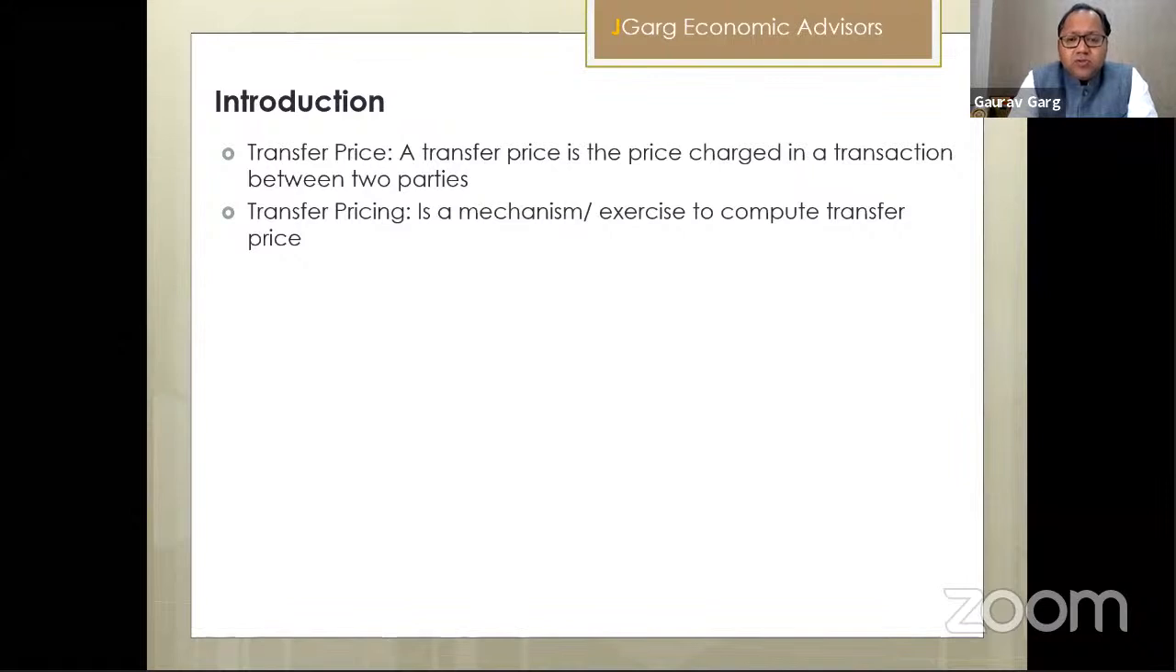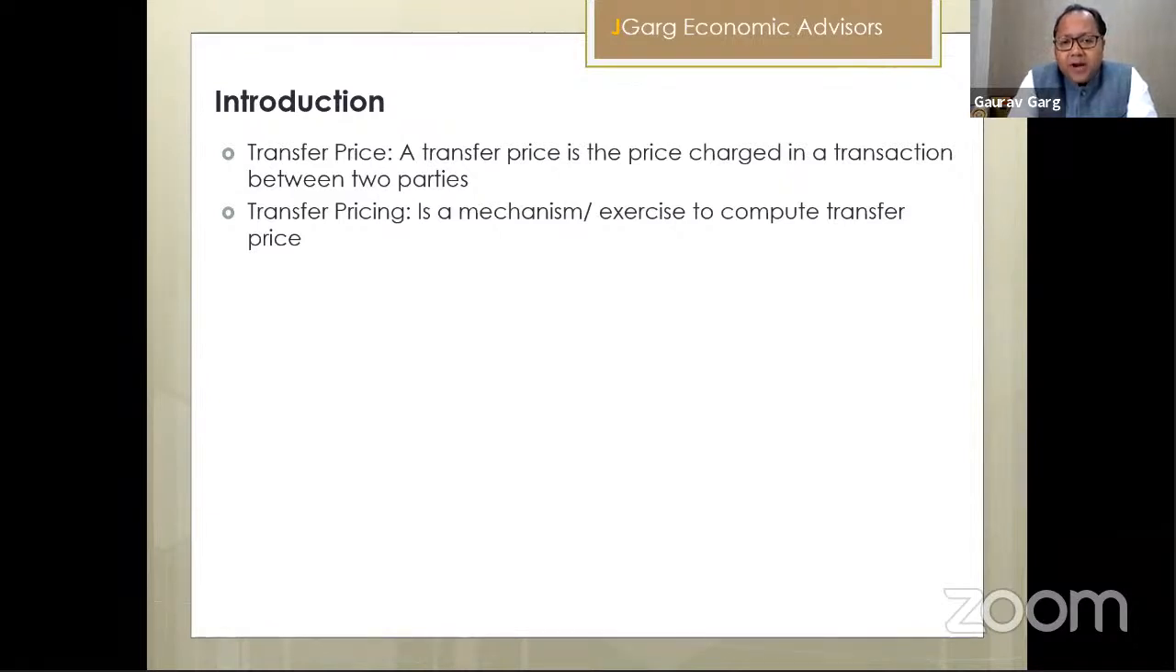So it is a transfer. Something is getting transferred from one related party to another related party, or from one associated enterprise to another associated enterprise. The transfer could be of goods, the transfer could be of services, the transfer could be of intangibles, the transfer could be of tangibles, anything, depending upon the law of the land. But in general, all kinds of transactions are covered within the purview of transfer pricing. Now, what is transfer pricing?